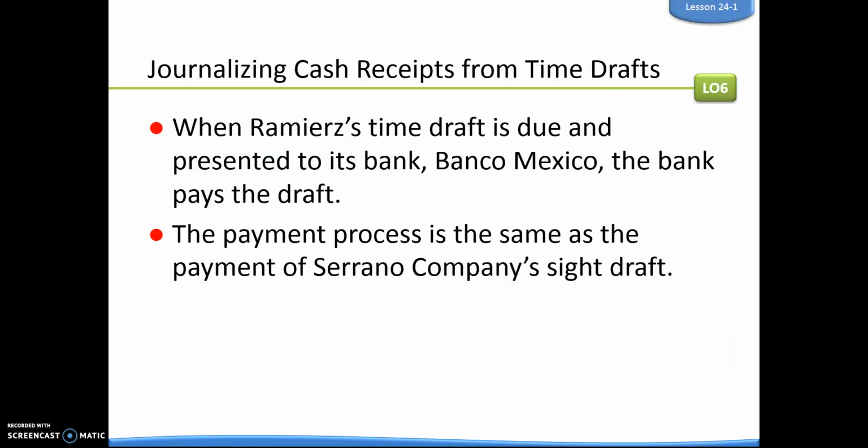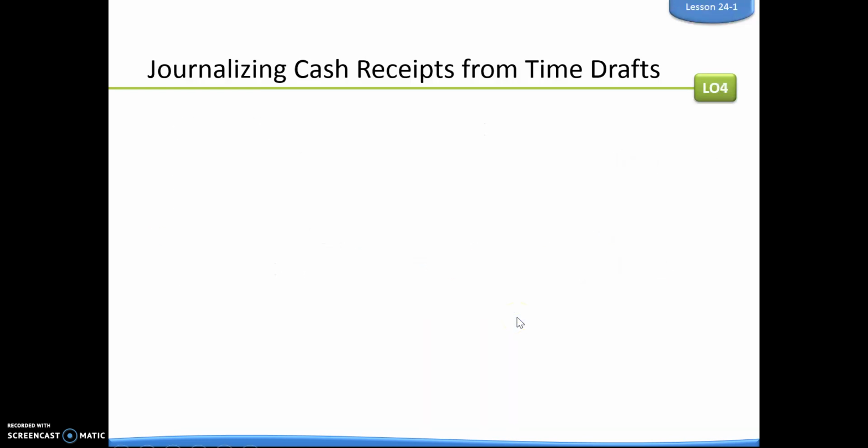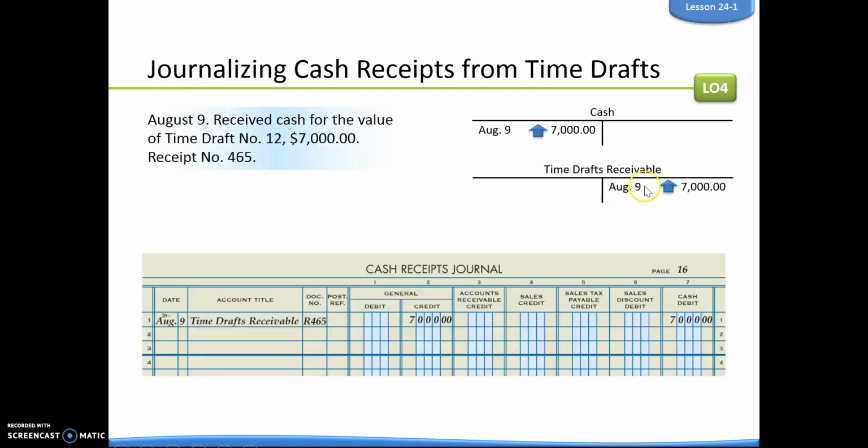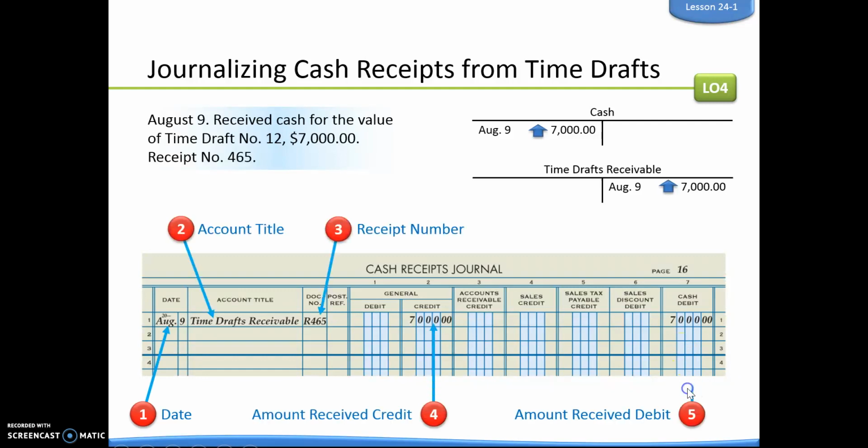So when we actually do receive the money from a time draft, it looks very similar to when we receive payment from our Serrano company. So what that looks like is it goes in our cash payments. It's just that Time Drafts Receivable, which is an asset, when it decreases, which that little arrow should be flipped, it goes down with a credit of 7,000. So here, when we actually receive the money, we credit that asset, that goes down, and our cash goes up with a debit. Pretty simple.